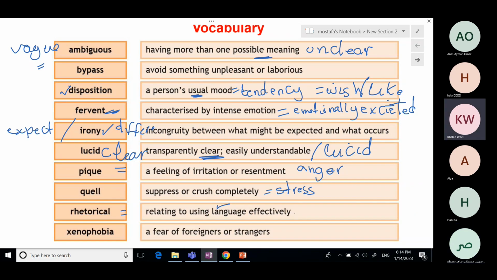Ambiguous, piebus, disposition, fervent, irony, lucid, Mr. Peak, Yeah, peak, yes. quill, rhetorical, xenophobia. Thank you.